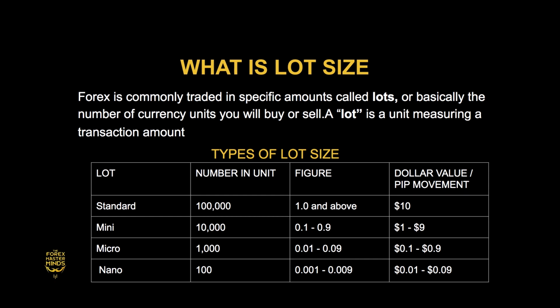The standard lot size is 1.0, 100,000 units, and 1 pip movement is $10. The mini lot size is 10,000 units, 0.1 to 0.9. Those are the figures, and each pip movement is $1. The micro lot size is 1,000 units, which is 0.01 to 0.09. For each pip movement, you get 10 cents.